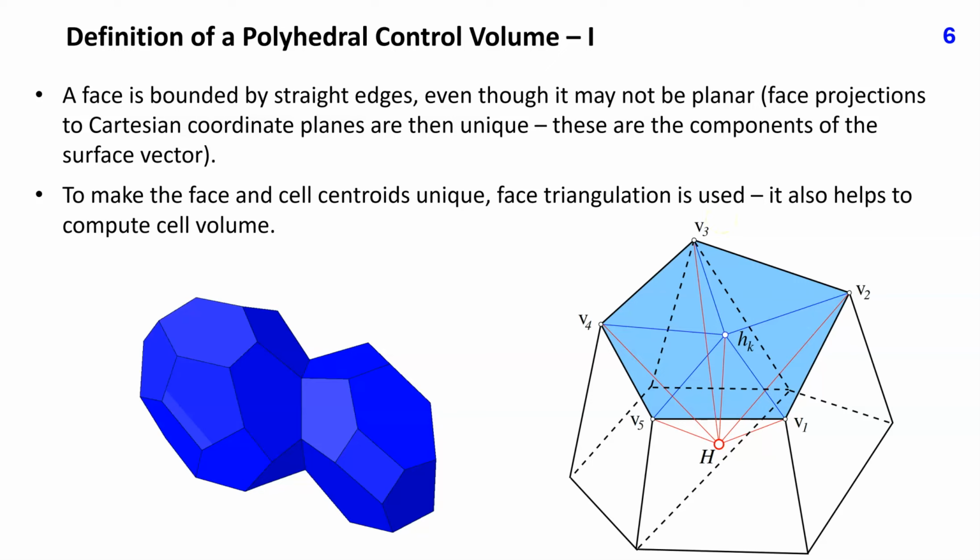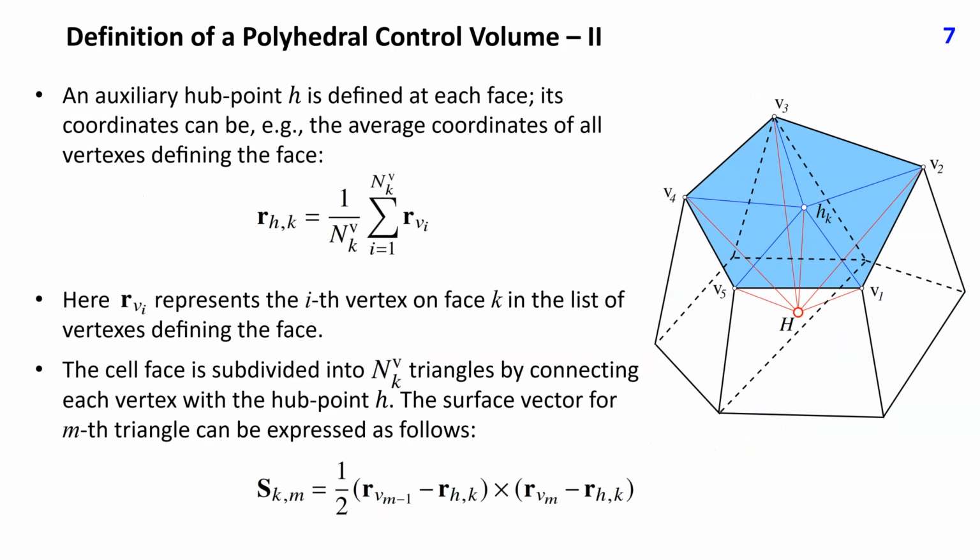Even though the surface vector is exact, the position of face centroid is not uniquely defined for non-planar faces. To make the face and cell centroids unique, face triangulation is usually used. It also helps to compute the cell volume. Face triangulation can be performed in different ways.